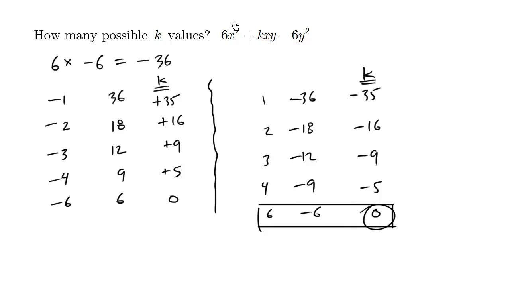So the key for this question is to multiply the a value by the last number part and try to break it down into its factors systematically, such that you can find all the different possibilities of k-values. Great job. If you got this, you're well on your way to solving all the trickier problems.